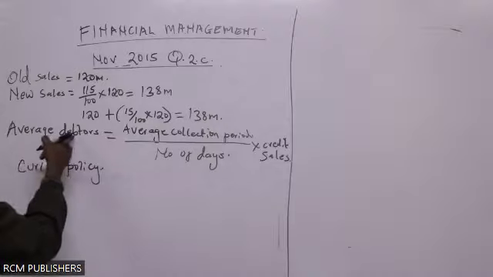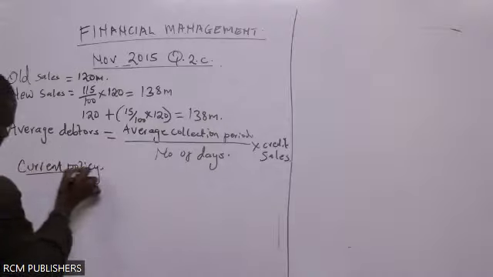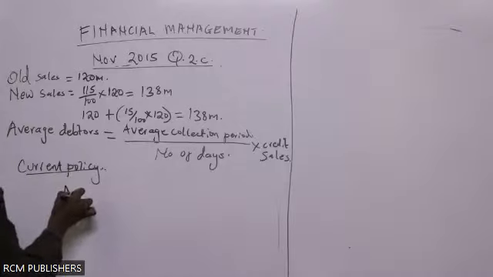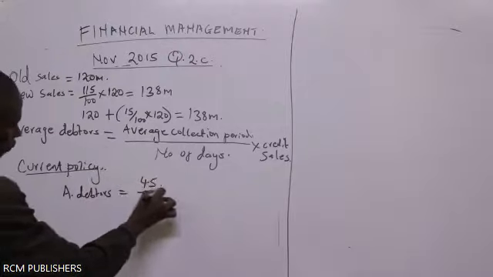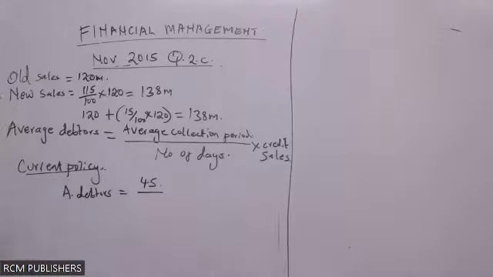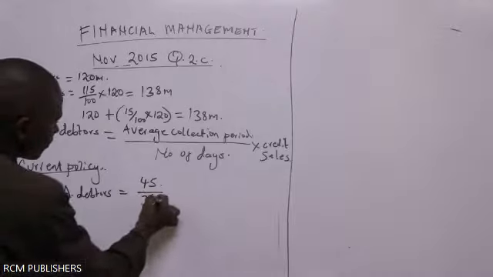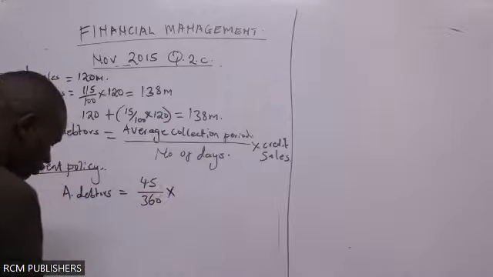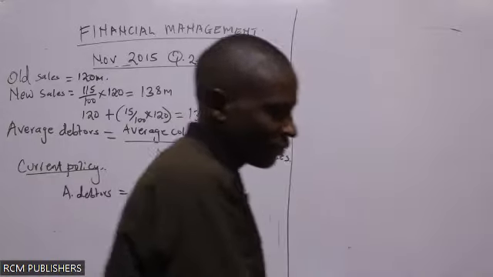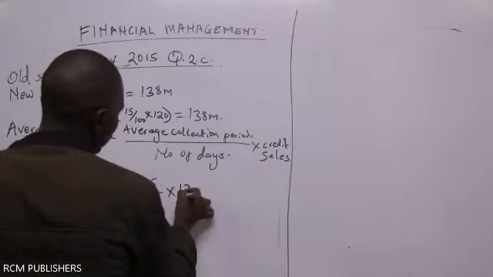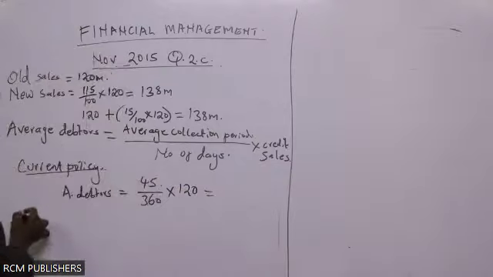So to get the average debtors for the current policy, it will be 45 over the number of days. I was told to use 360. And then I multiply by my credit sales. We assume all sales are on credit. That is 120. That is for the current policy. What about now for the proposed policy, the policy that we want to compare?